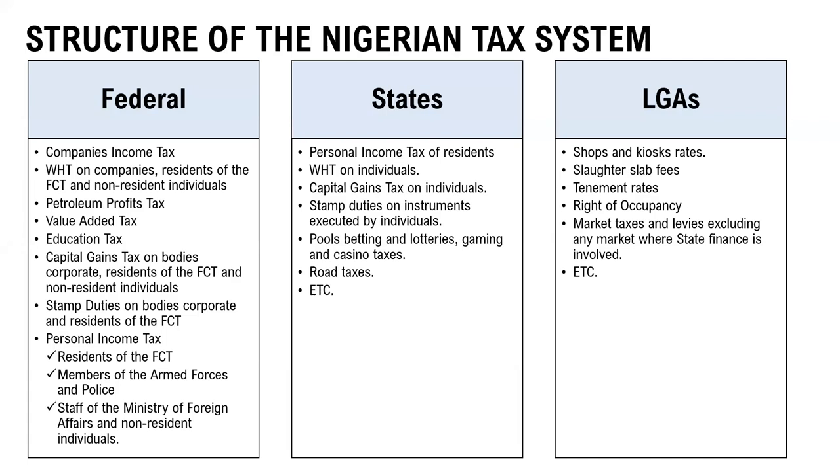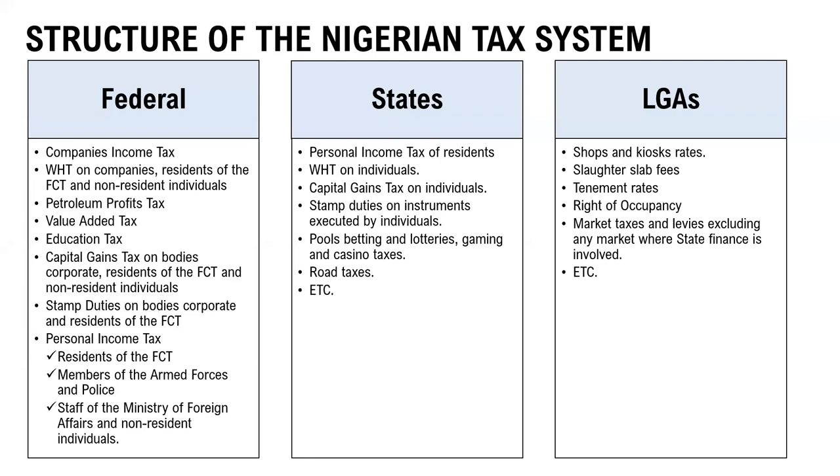So federal is mostly corporate entities and the likes, and state has to do with personal income tax of residents. Like if you are staying in Lagos, you pay your PIT in Lagos. If you are staying in Ogun, you pay your PIT in Ogun. Or for withholding tax, if I'm a vendor registered in Port Harcourt, but I'm dealing in Lagos, we remit your tax to Port Harcourt. That's if you're a business name and not a corporate entity, like maybe you're just a partner or an individual operating a business. Then we have different types of tax on that.